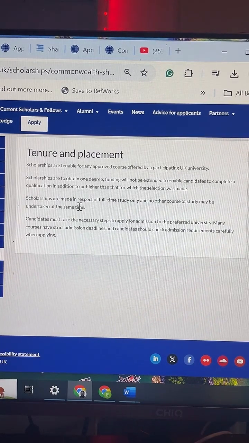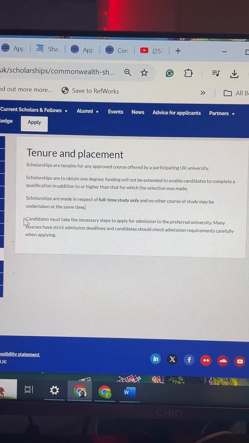And so, the tenure and placements. Scholarships are made in respect of full-time study only. So you cannot win the scholarship and decide to do a part-time study. So if you are applying for admission, try to ensure that the admission you're applying for is for a full-time study only.